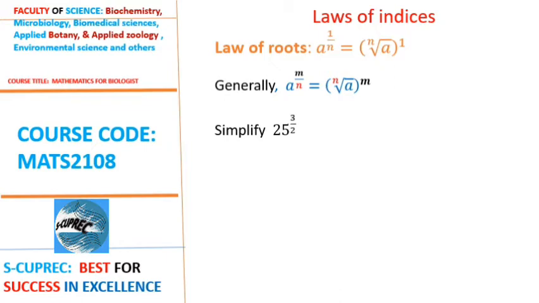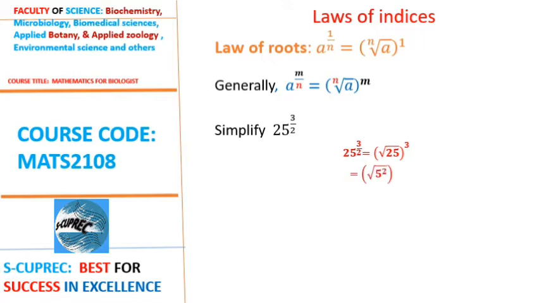Let's simplify 25 raised to the power 3 on 2. You see that in this case, the value of our m is 3, the value of our n is 2, and our a here is 25. So let's follow the same approach. 25 raised to the power 3 on 2 becomes the square root. When n is 2, it simply means we're talking about the square root. If it's 3, we're talking about the cube root. If it's 4, we're talking about the fourth root, and so on. Note that this is the symbol for square root. So we have the square root of 25, all of that raised to the power 3.